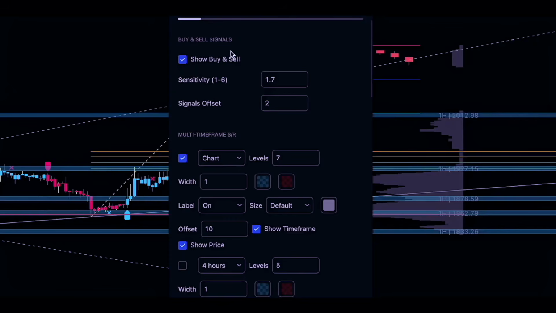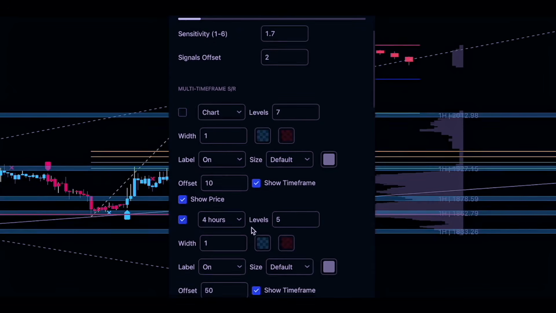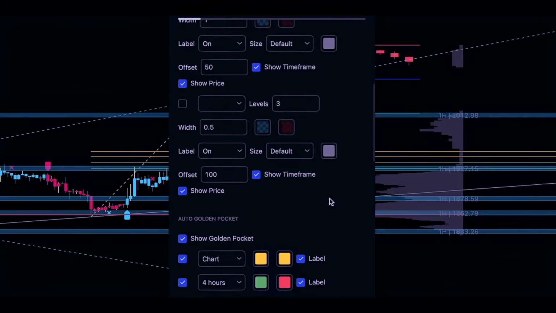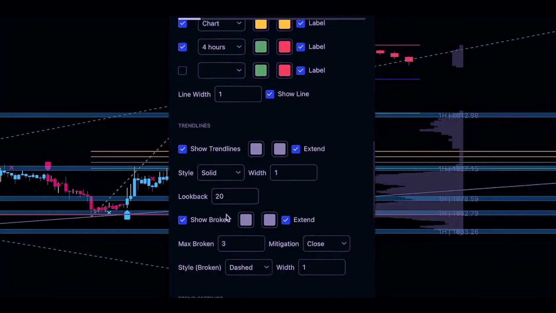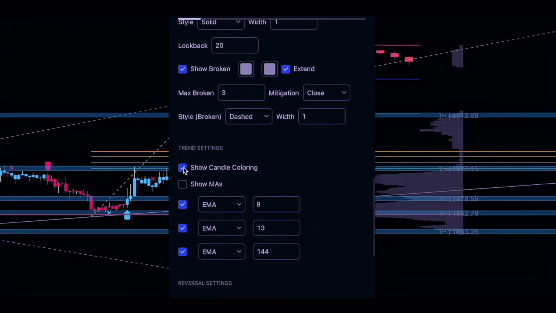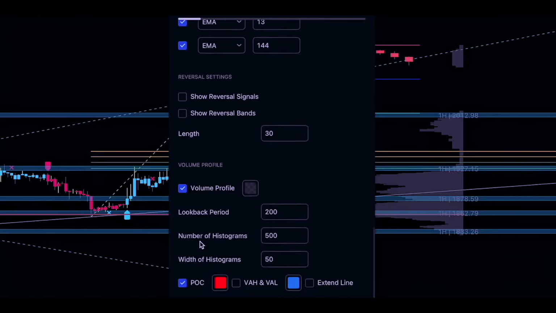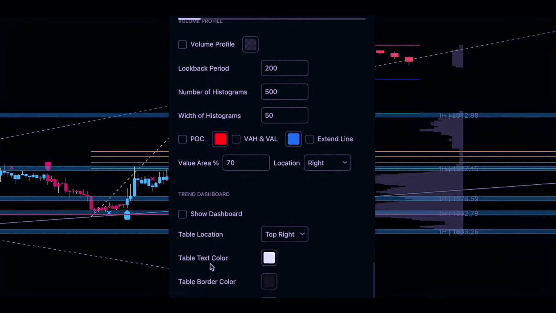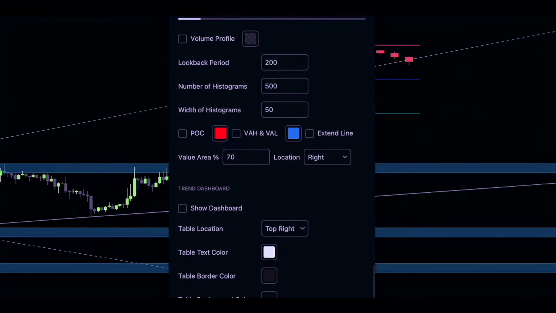Let me show you how to set it up for price action trading. In the settings, hide the buy and sell signals. Turn on 4-hour support and resistance, and hide things like golden pockets, candle coloring, and volume profiles. The goal here is to strip away distractions and keep the chart as clean as possible while still having the tools we need. These things let us perform multi-time frame analysis and uncover trade opportunities most traders won't see. Follow closely and don't hesitate to rewatch this part if you need to.